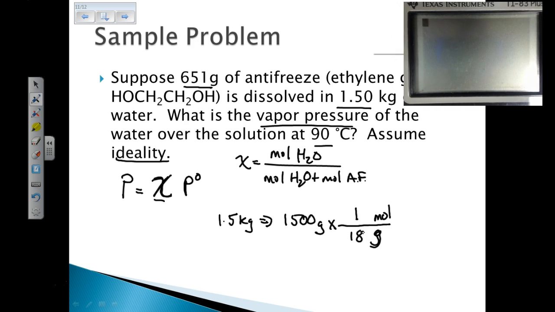1,500 divided by 18 equals 83.3 repeating moles.